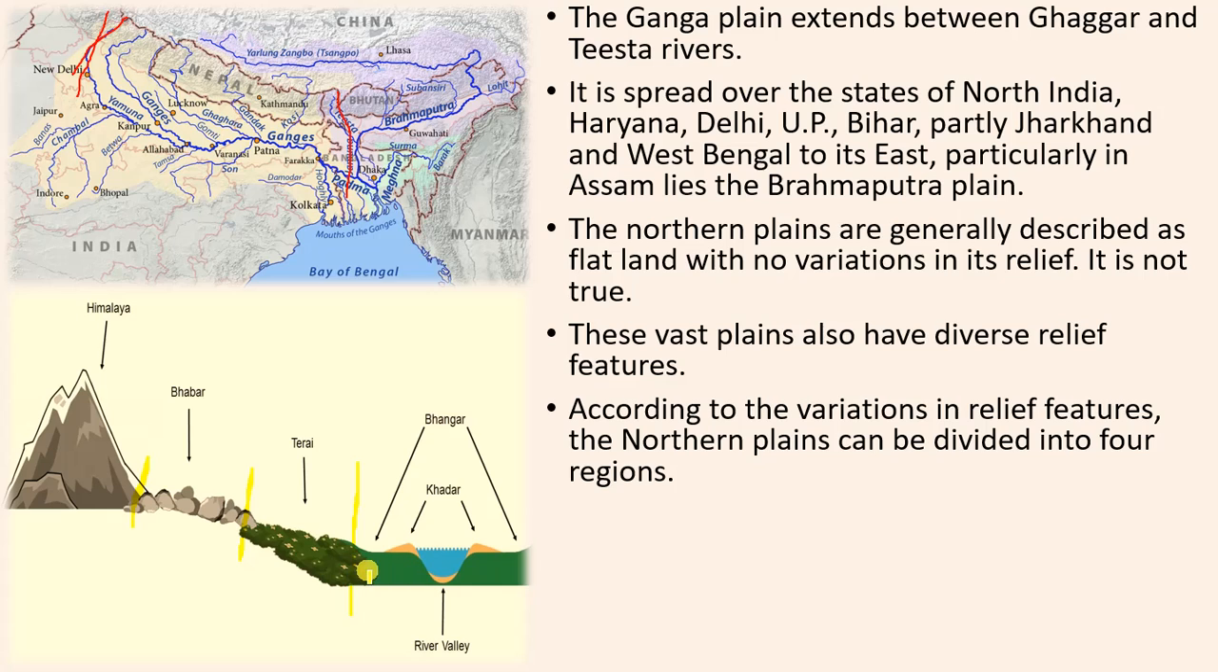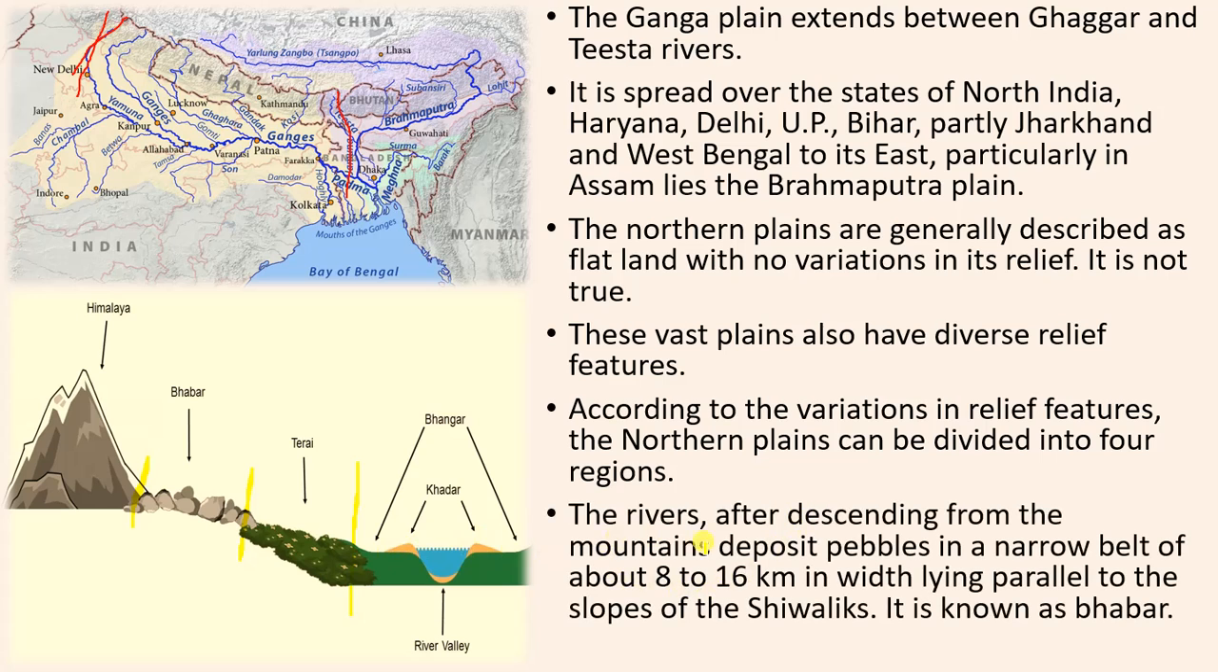Bhangar is made up of older alluvium, which became older, and Khadar is renewed every year due to the lower slopes. The rivers, after descending from the mountain, deposit pebbles in a narrow belt of about 8 to 16 km in width, lying parallel to the slope of Shivaliks.